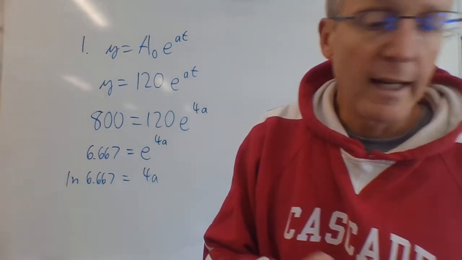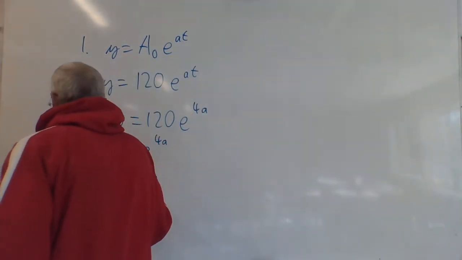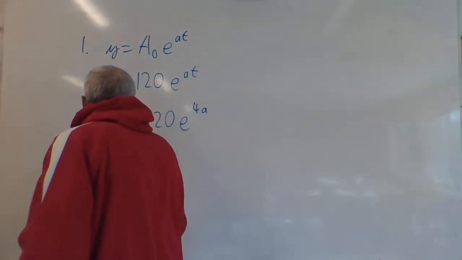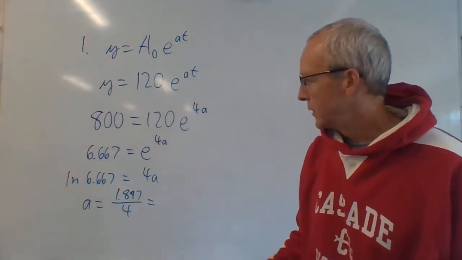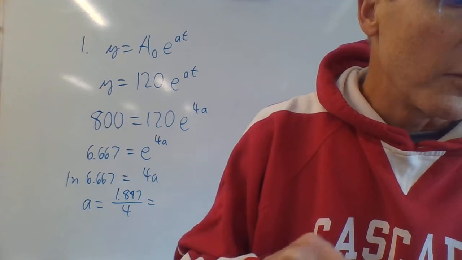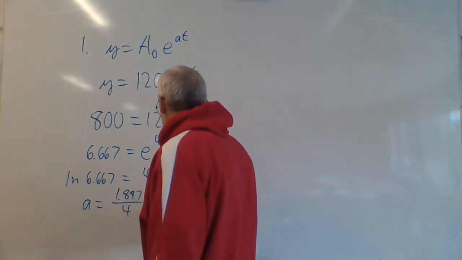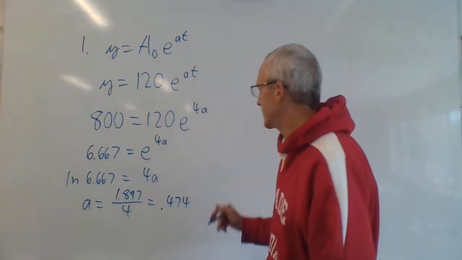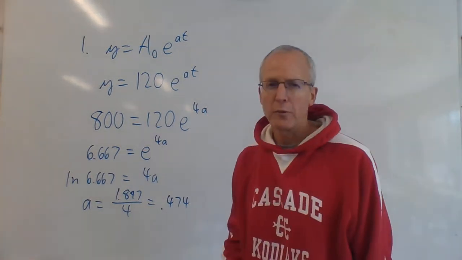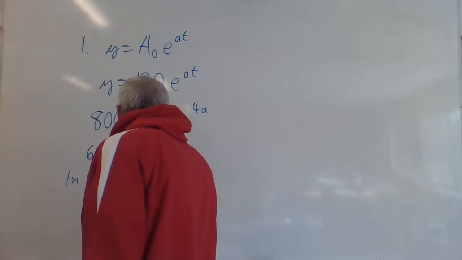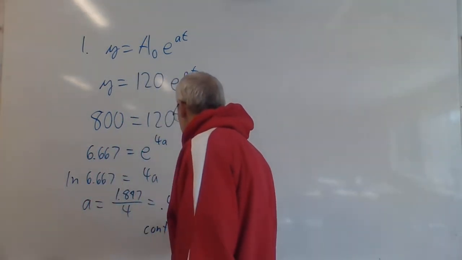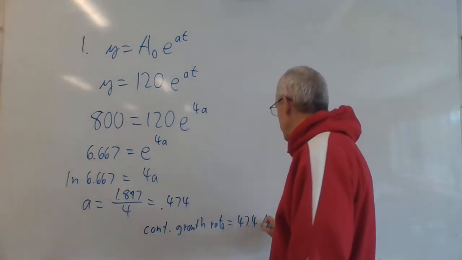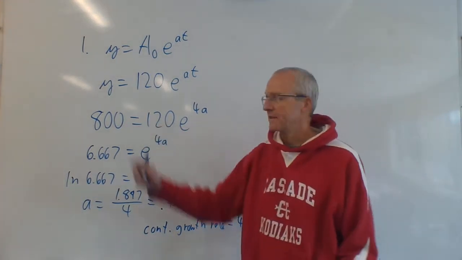So I get that ln is like 1.897. So a is equal to 1.897 divided by 4, which is 0.474 or whatever. So 0.474 is good enough. So our continuous growth rate, if these yeasts are continuously growing, is about 47.4%. That's pretty fast growth, right? 4 hours later, there's 800 of them.